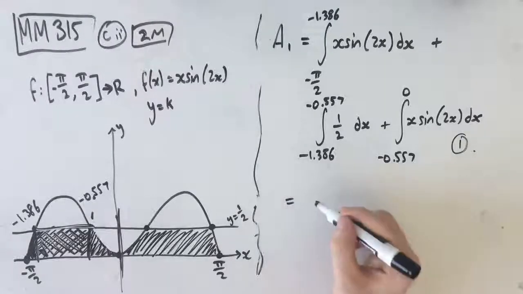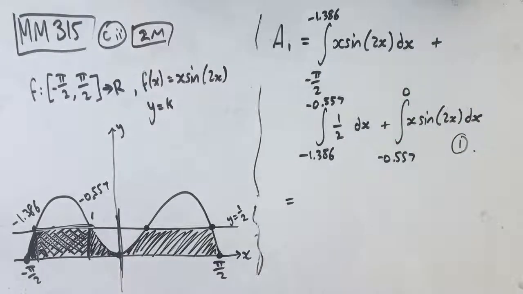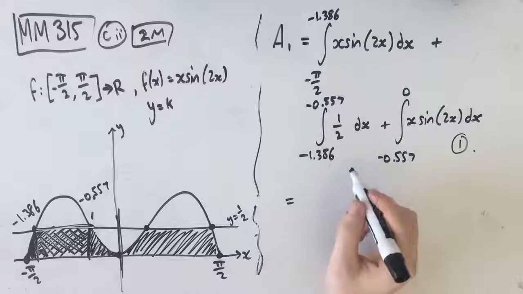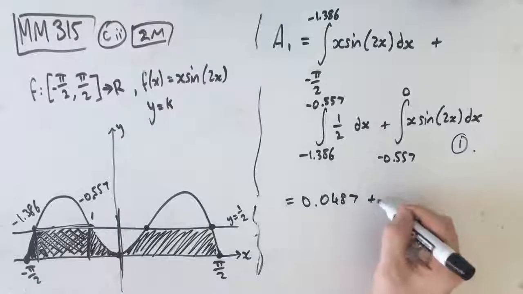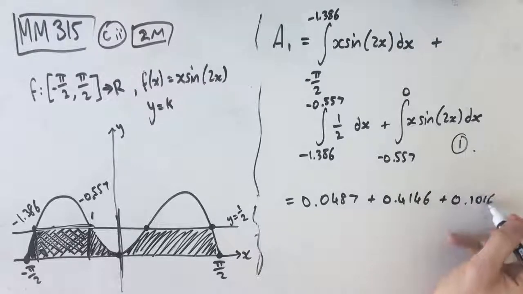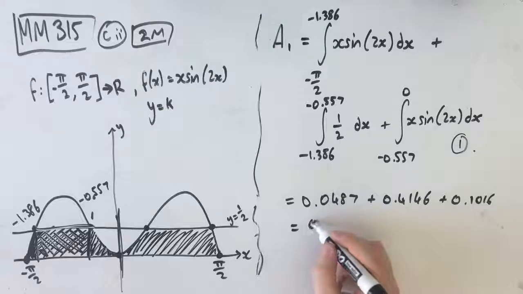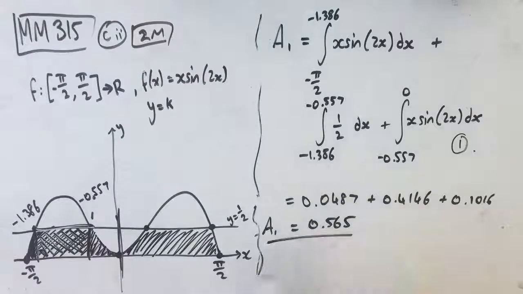Then I would personally evaluate each of these separately and then write them out so that we don't lose marks for not doing enough working. So we get 0.0487 plus 0.4146 plus 0.1016, which gives us 0.565, and that is our area 1, which is this shaded bit here. But that's not completely what we're after. We're after all the shaded area. So we're going to multiply it by 2, and that's going to give us our total area.